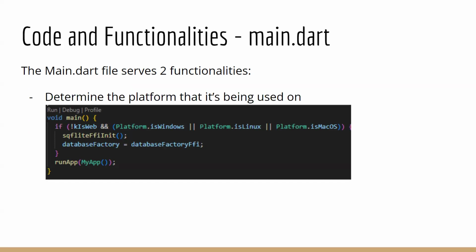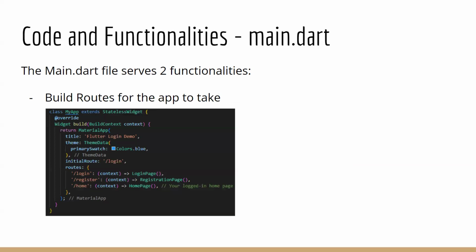Code and functionalities for main Dart. The main Dart file serves two functionalities: building routes for the app to take, and determining the platform that it's being used on. We can check the code in the image of this presentation. Here's the image for determining the platform, and this is the image for building the routes that it'll take from the homepage screen, the login screen, and the registering screen.